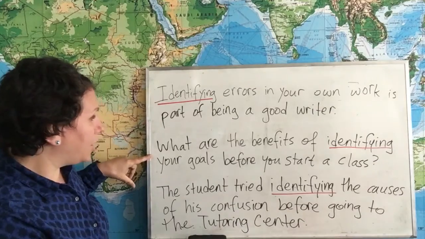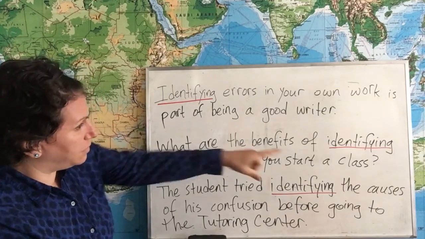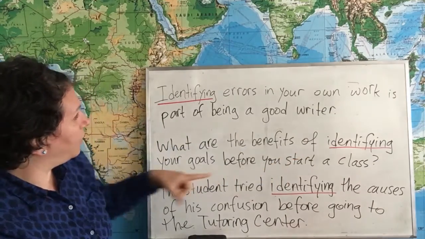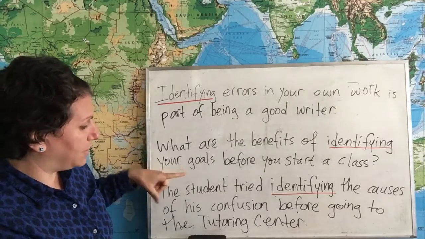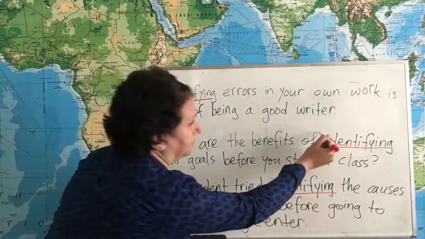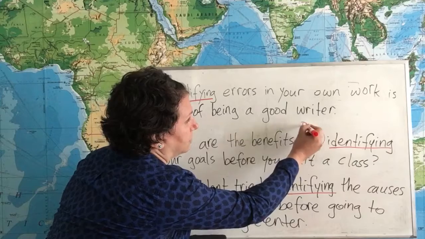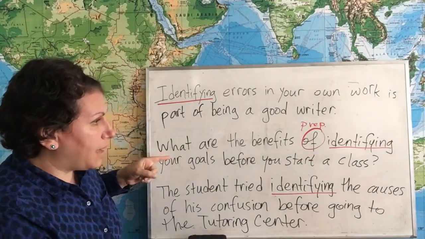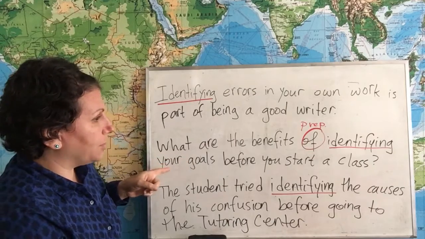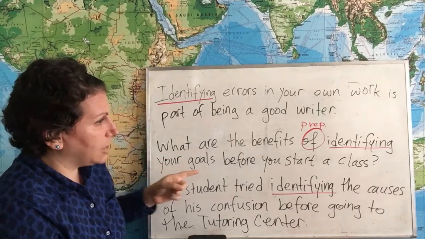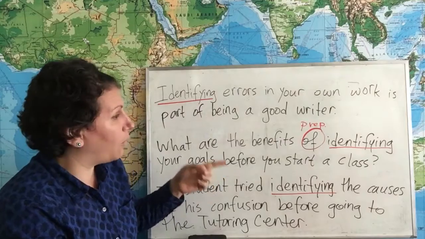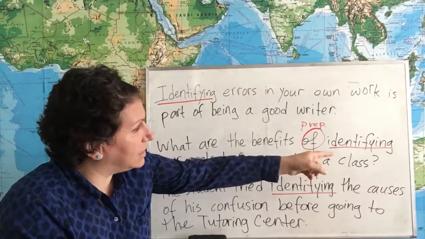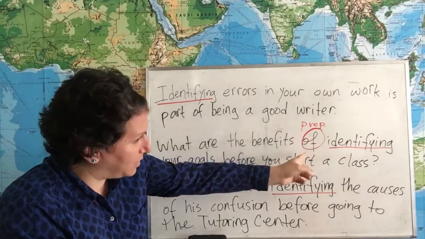Next example, we're using the same gerund, identifying, but now it's the object of the preposition of. And here's the sentence. What are the benefits of identifying your goals before you start a class? So let me just explain a little bit about why we say this is the object of the preposition.